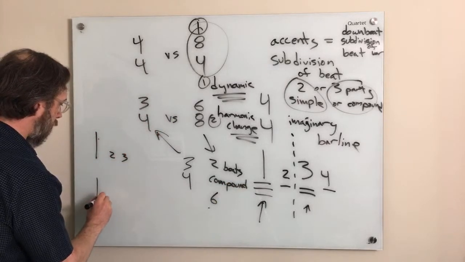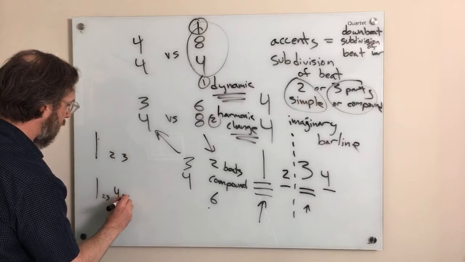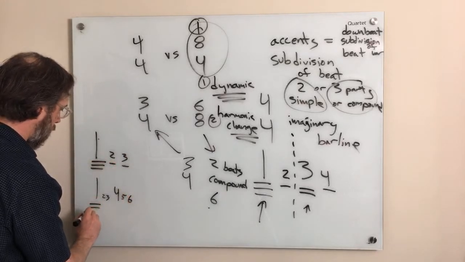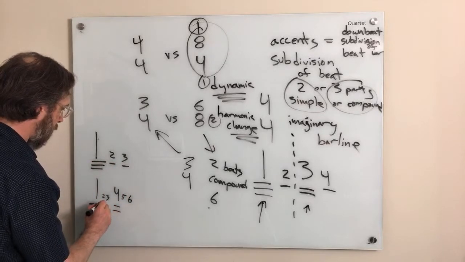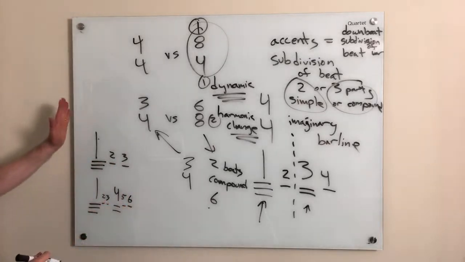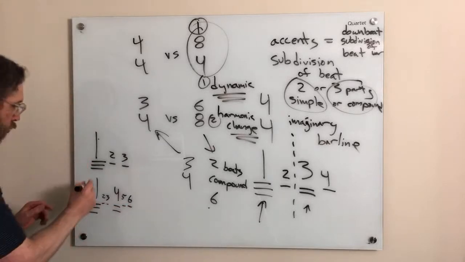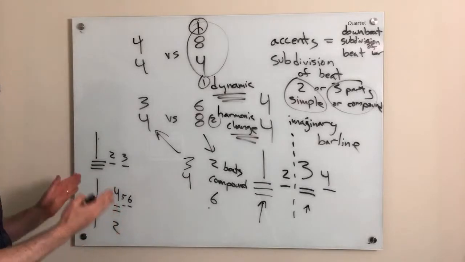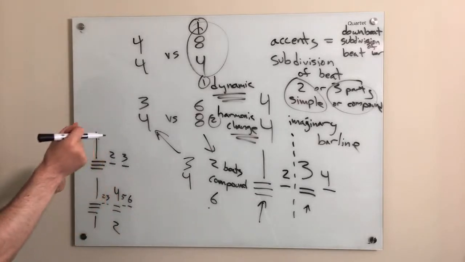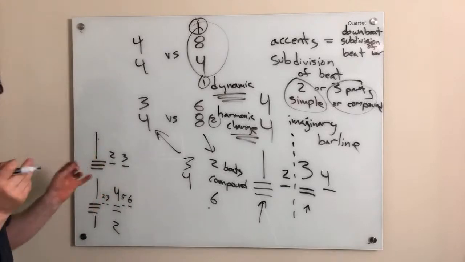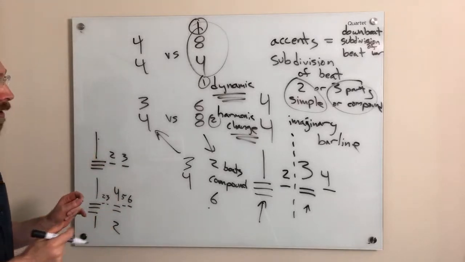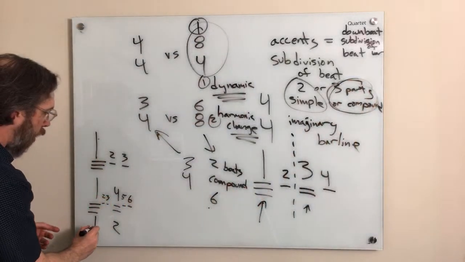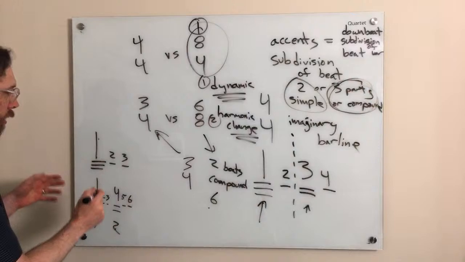6/8 would be 1, 2, 3, 4, 5, 6. So loudest, soft, soft, loudest, second loudest, soft, soft, soft, soft. So 6/8 really is 2 beats, beat 1, beat 2, but they're written as 1, 2, 3, 4, 5, 6. So the 6 is actually referring to the subdivision, which is in 3 parts of the beat. And the actual beat is 1, 2, 1, 2.